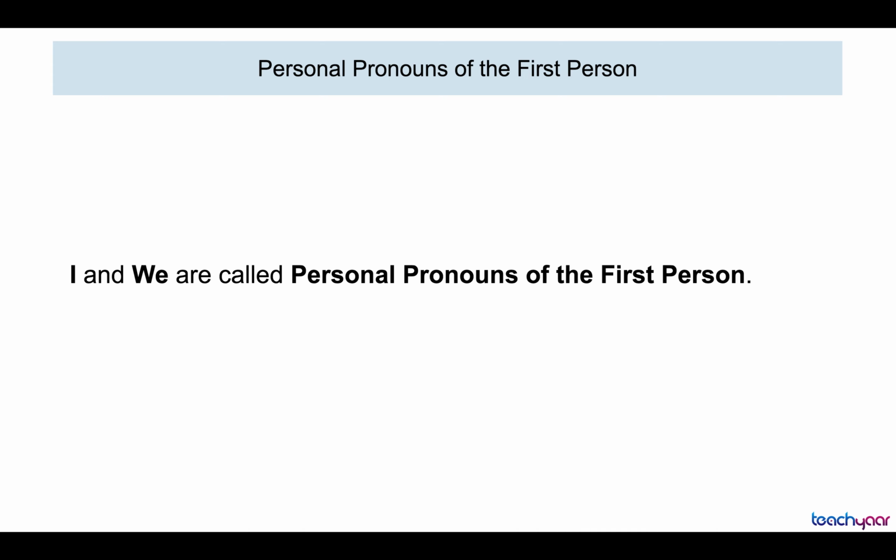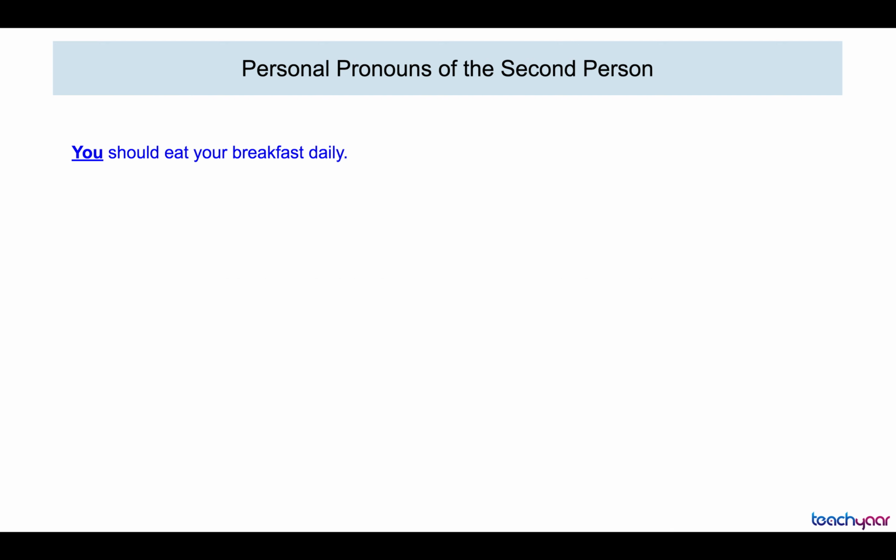So, to repeat, I and we are called personal pronouns of the first person. So, the first person is always the speaker. Now, personal pronouns of the second person. Now, who is the second person? The person to whom you are talking.